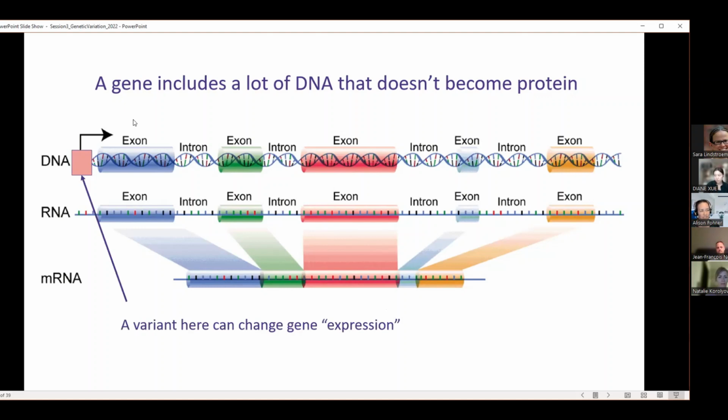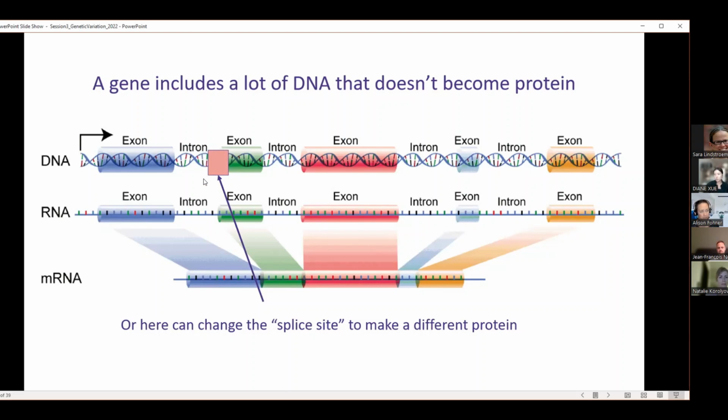So changes in these non-coding regions can also have big effects on protein formation in ways that don't actually change the amino acid sequence. We can see here, if we change a variant upstream of these exons, we can change how much of the protein is produced. We can have either more expression or less expression. And that expression term can relate both to the RNAs and mRNAs that are produced, as well as to the ultimate protein that we can measure.